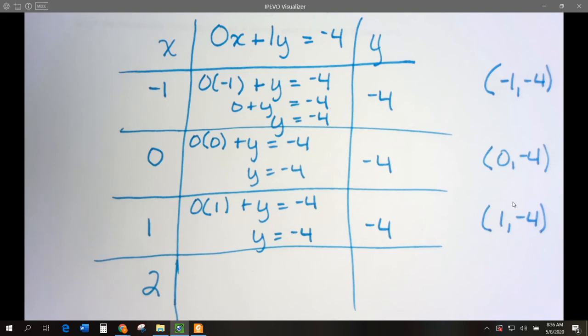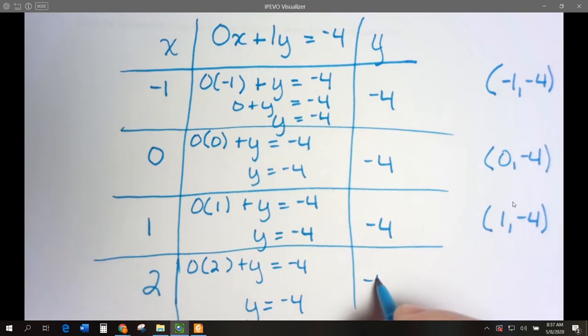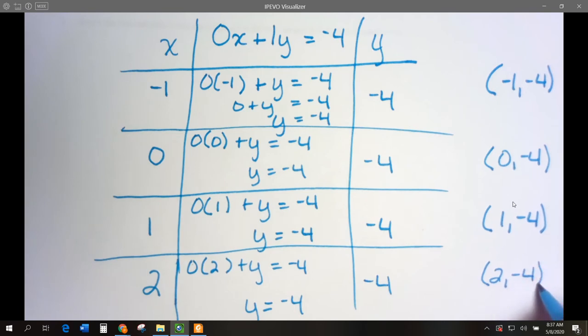And then we use 2. 0 times 2 plus y equals -4. That comes out to y equals -4 because 0 times 2 is 0. This is going to be -4, so we're going to have the coordinate points 2, -4.